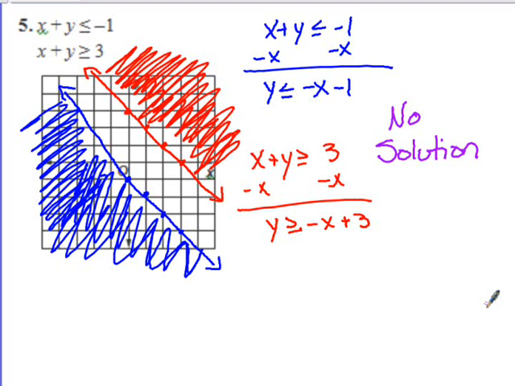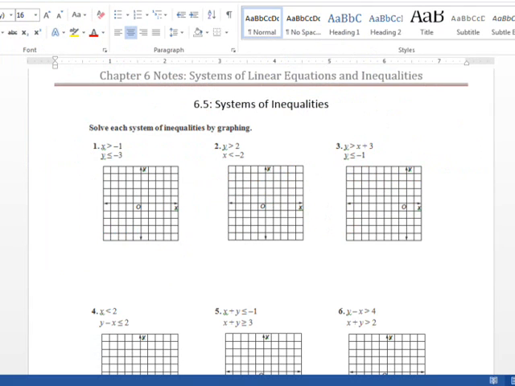Okay, so hopefully your graph looks something like that. When you solved the equations for y, you should have gotten these two equations, and if you look, they have the same slope and a different y-intercept, so they're parallel lines, and because their shading goes in opposite directions, there's nowhere on that graph where the red and blue are ever going to overlap, so we say that has no solution.